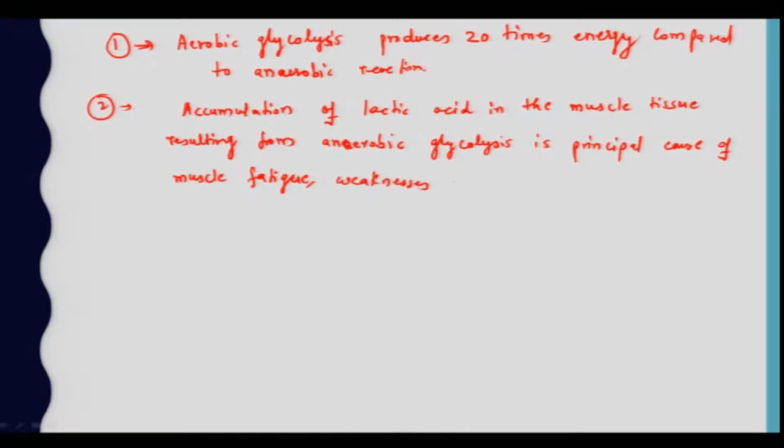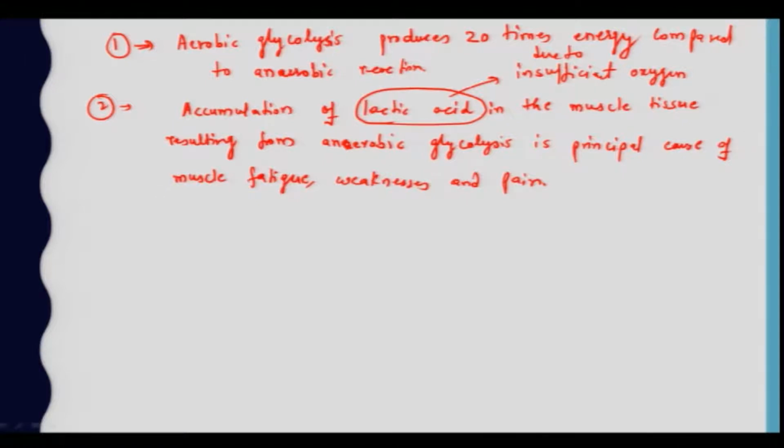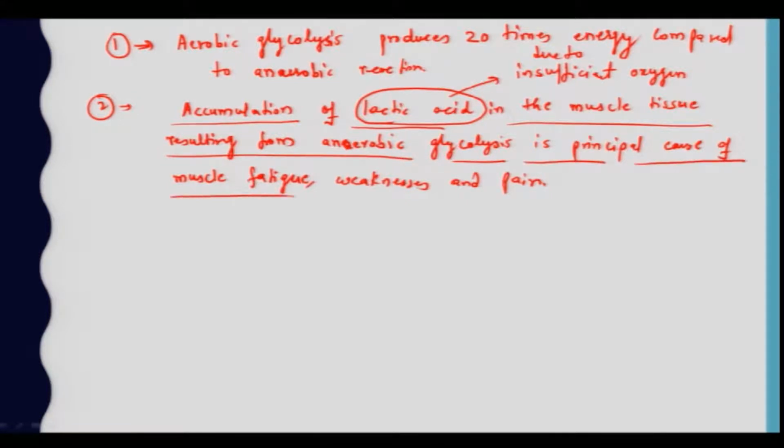Weaknesses and pains. So, why is lactic acid coming into the picture? If insufficient oxygen is provided, then pyruvic acid is converted to lactic acid. So, the presence of oxygen in the body is important, because lactic acid is produced due to insufficient oxygen provided. Basically, the accumulation of lactic acid in the muscle tissue resulting from anaerobic glycolysis is the principal cause of muscle fatigue, weakness and pain. These conditions ultimately limit the amount of activity that a muscle can continue to perform.